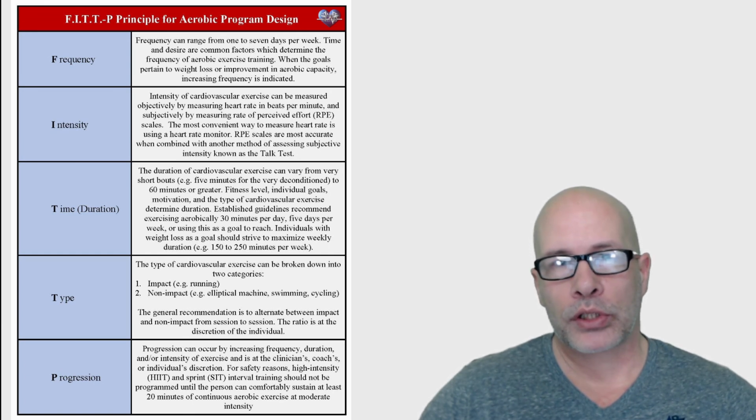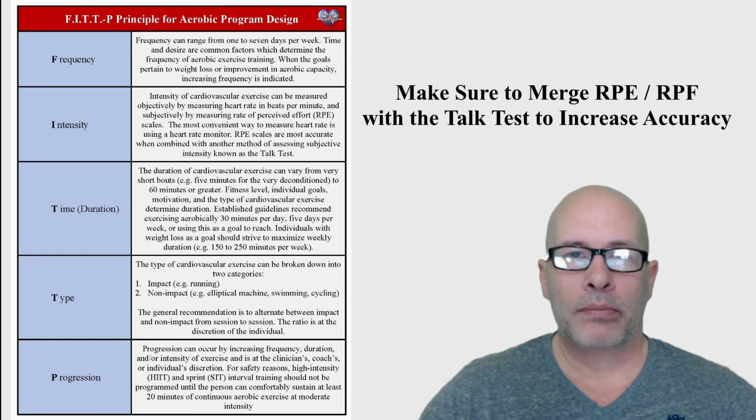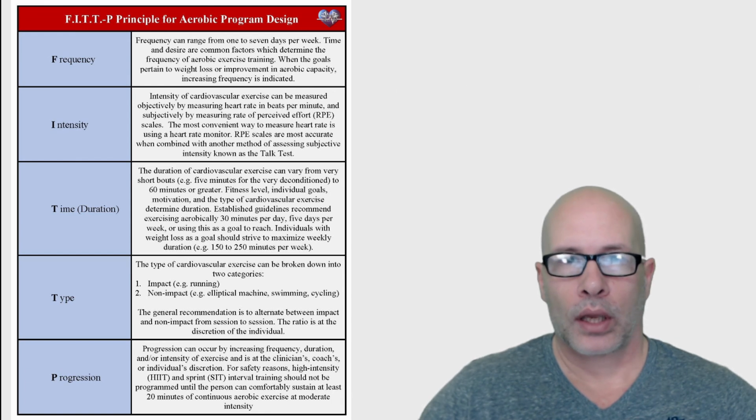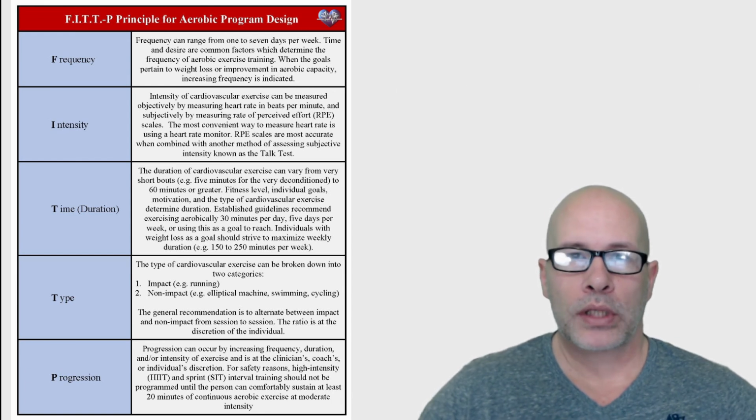And keep in mind that to increase the accuracy of the RPE scale, you need to correspond the number that you think you're at, such as a 4 or 5 on a 1 to 10 scale, with the associated breathing rate. For general fitness, rotate between impact, such as walking or jogging, with non-impact, such as cycling or the elliptical machine, so that sometimes you're impacting your joints and sometimes you're giving them a break.